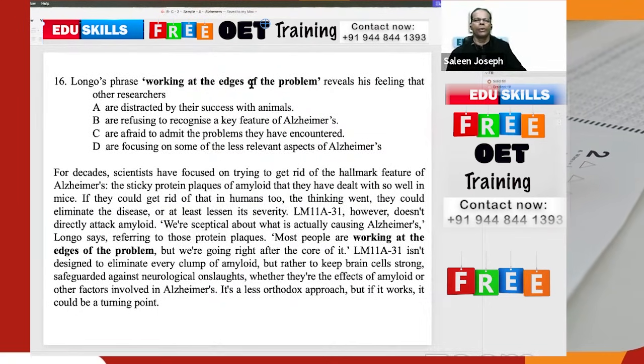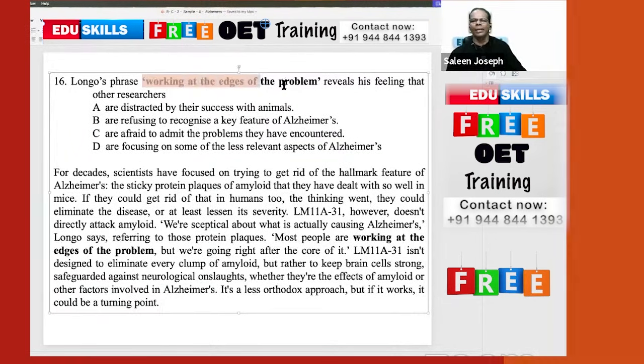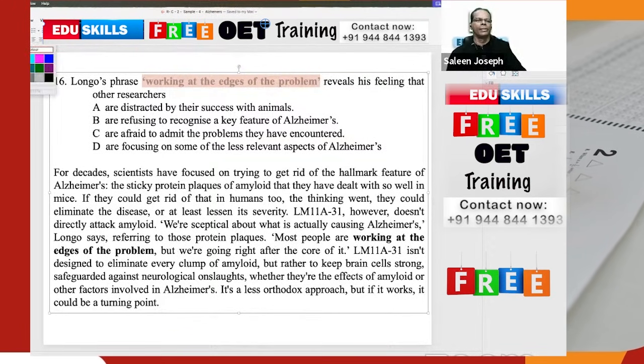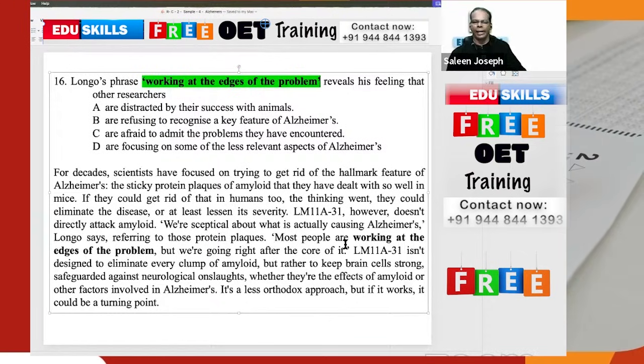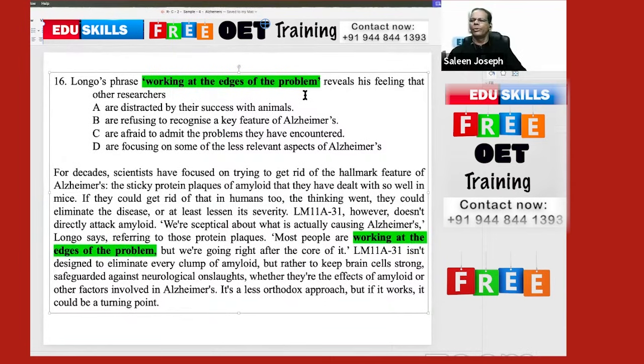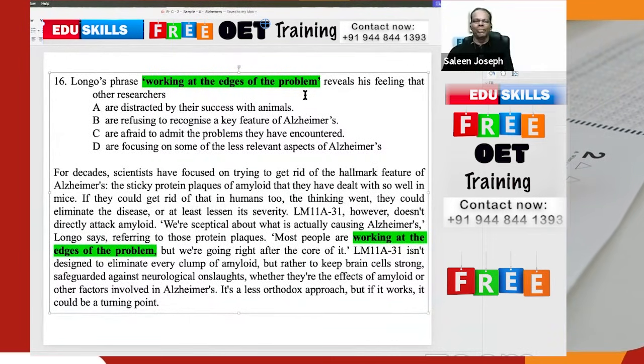Okay, that's cool. Now, what type of question is this? Lexical question, Father. Yeah, this is a lexical question. So you need not read the whole text, right? You have to immediately go where it is highlighted. One thing, if you have competency, working at the edges of the problem means not going deep. Do you have any option saying that you are not going deep into the issue? Option D.